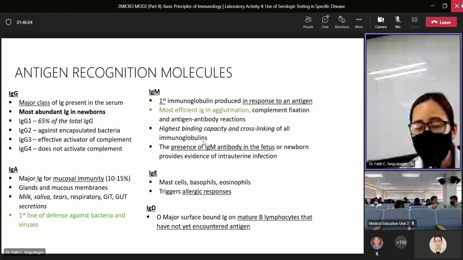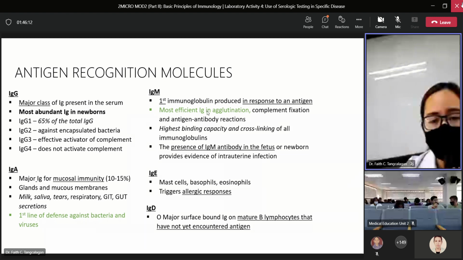So another one is your IgM. So your IgM is the first immunoglobulin produced in response to an antigen. An example of this is when the patient has dengue fever. Now, why do we need to get both the dengue test IgG and IgM? Why do you think so?